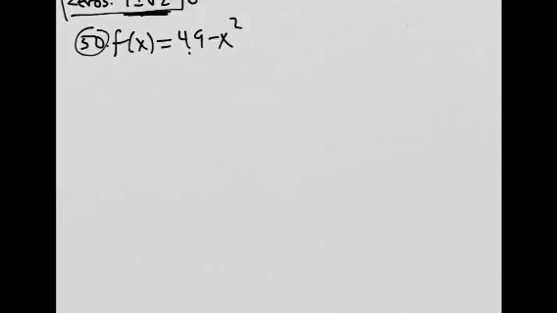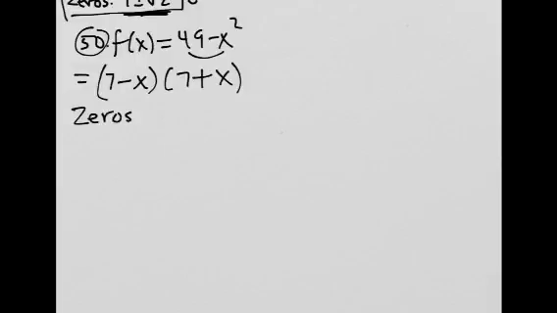So anyway, this is a difference of two squares. So this would be 7 minus x and 7 plus x. That's how you factor difference of two squares. So the zeros are 7 for the first factor and negative 7 for the second factor. So plus or minus 7. And the multiplicity of each one is 1.